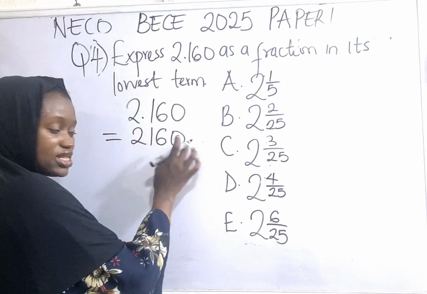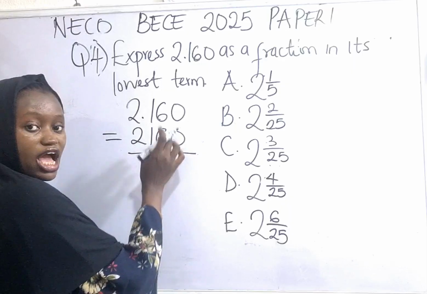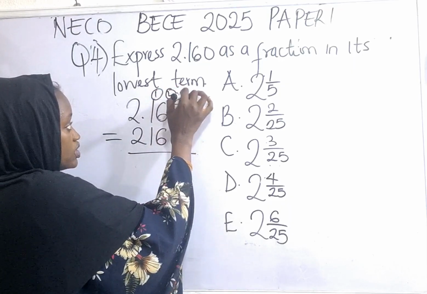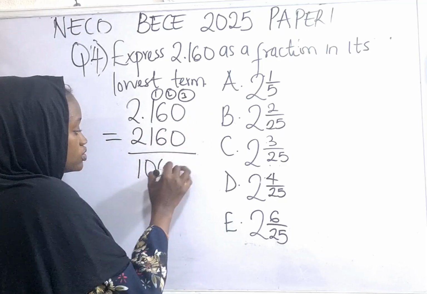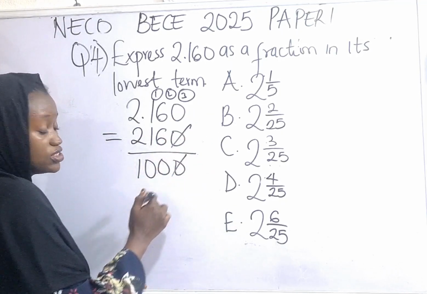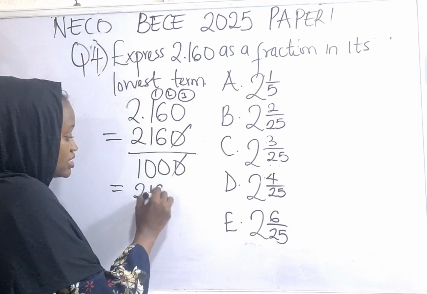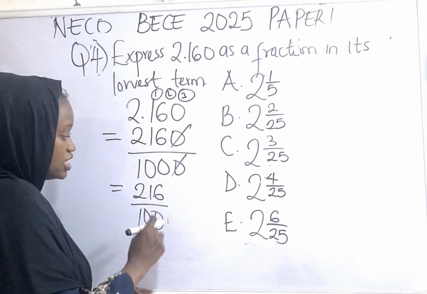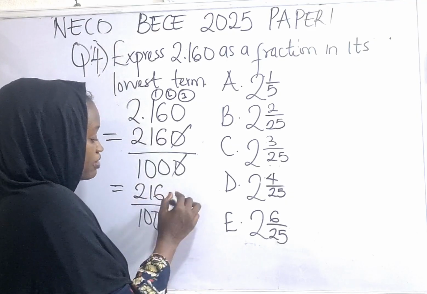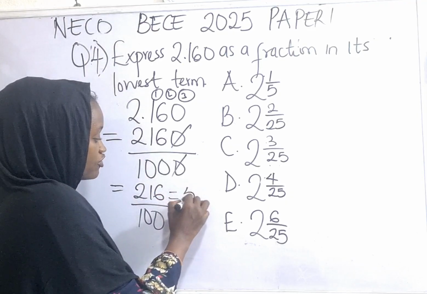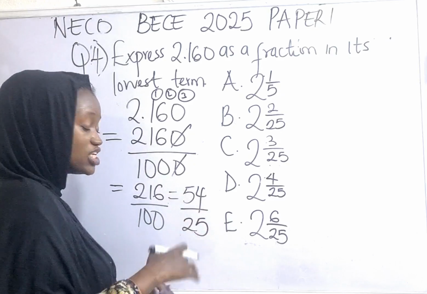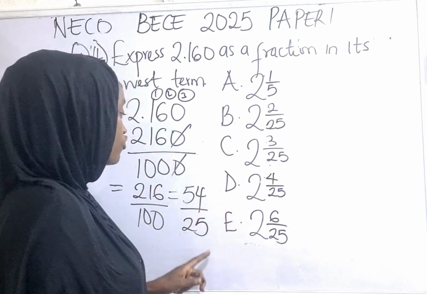That is 2160. Now you divide this by how many numbers do we have after the decimal point? This is 1, 2, 3. That means we're going to have over 1,000. Now we break this down to the lowest term. Let this 0 cancel out this 0, okay? So we are left with 216 over 100. 216 and 100 is divisible by 4. So dividing 216 by 4 gives us 54. And dividing 100 by 4 gives us what? 25. So we have this to the lowest term as 54 over 25.